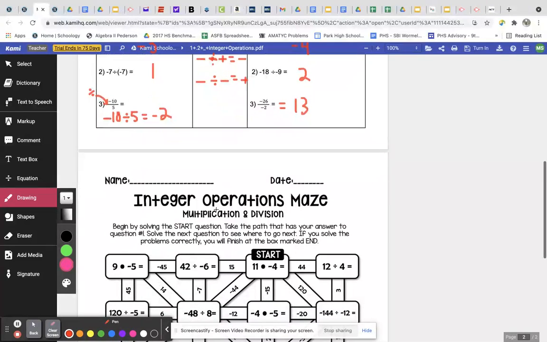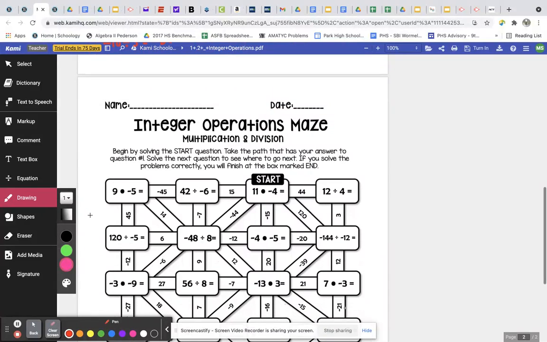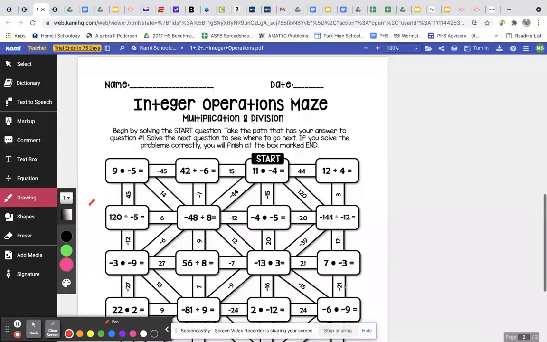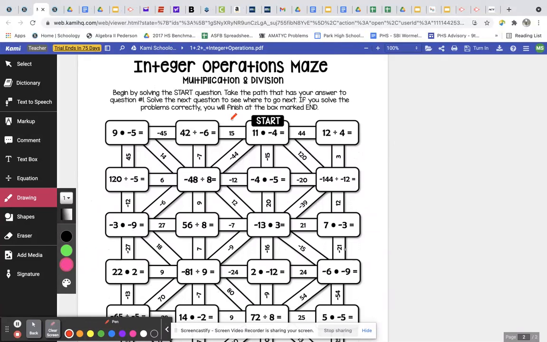All right. You got another little integer maze. This integer maze is going to be one dealing with multiplication and division. We're going to start right here, not in the corner, but where it says start. As per yesterday, we were going to use the highlighter. I don't know if we can highlight it or not. Perhaps not. That's okay. We'll go through and use the pen.